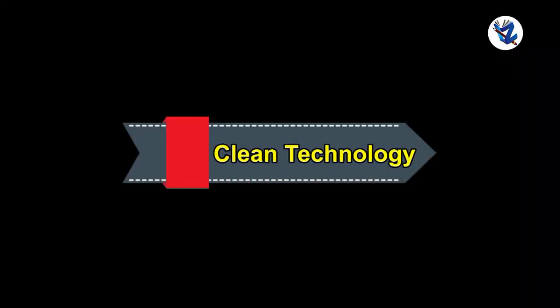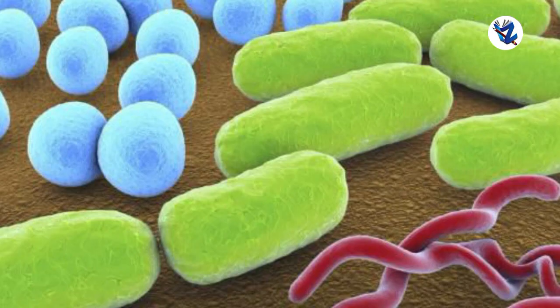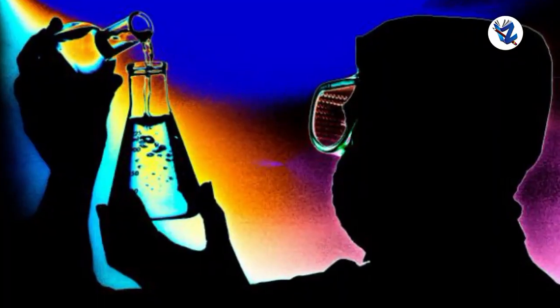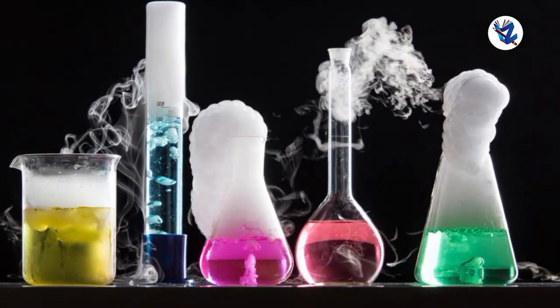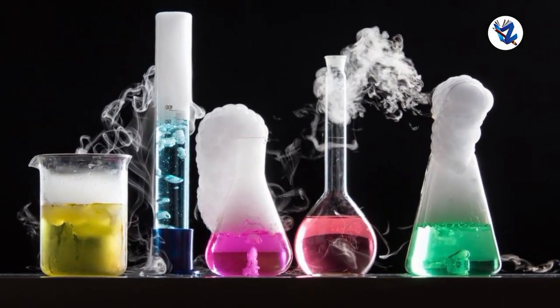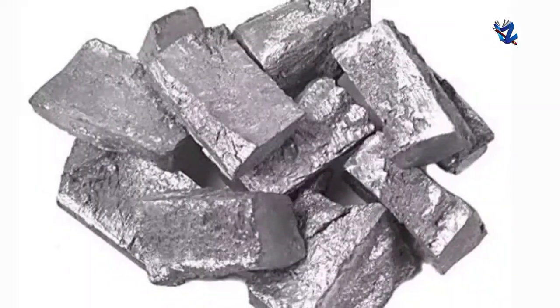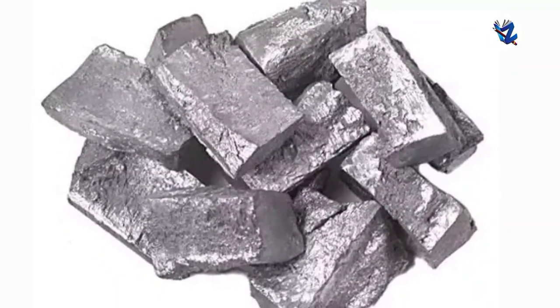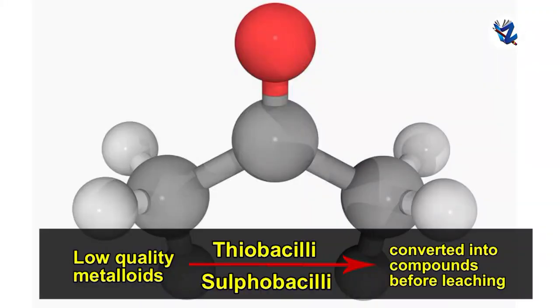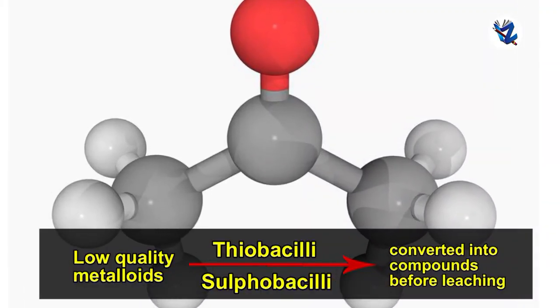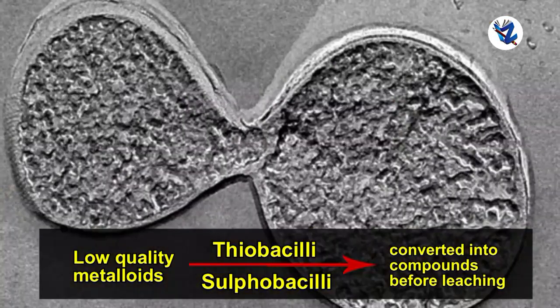Then clean technology. Microbes have natural ability of decomposing man-made chemicals. Some microbes remove the sulfur from fuels. Metals like copper, iron, zinc leach into the environment from low quality metalloids. These are converted into compounds before leaching with the help of Thiobacilli and Sulfobacilli.